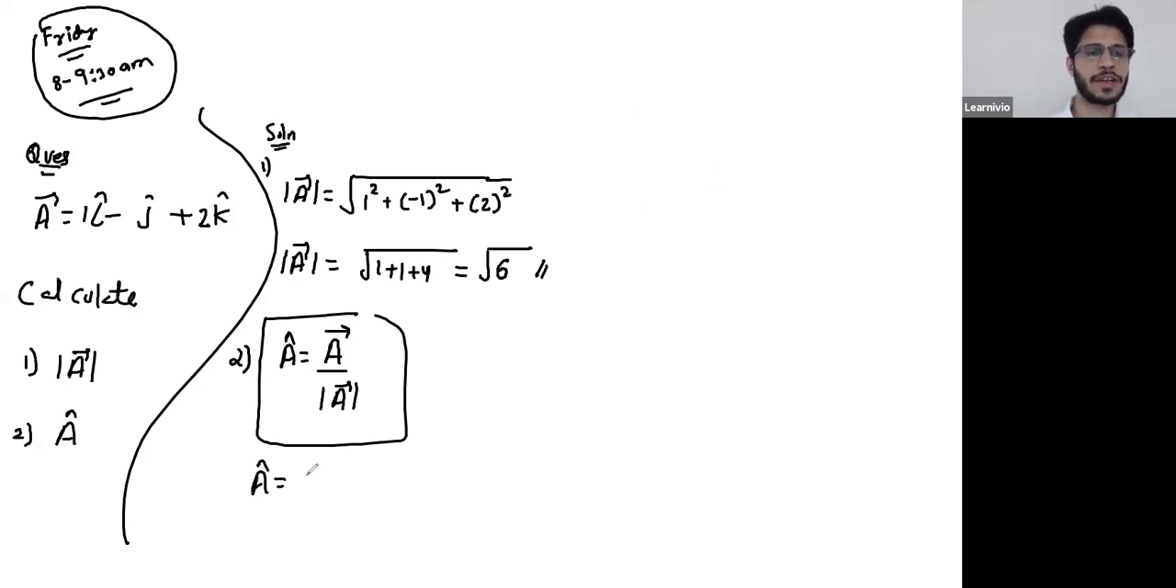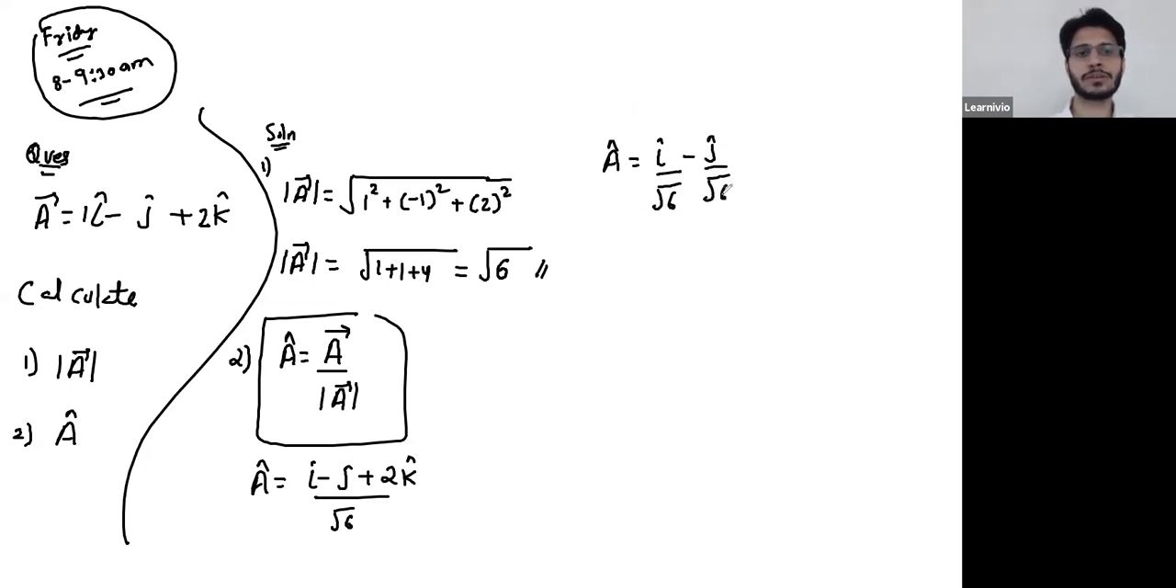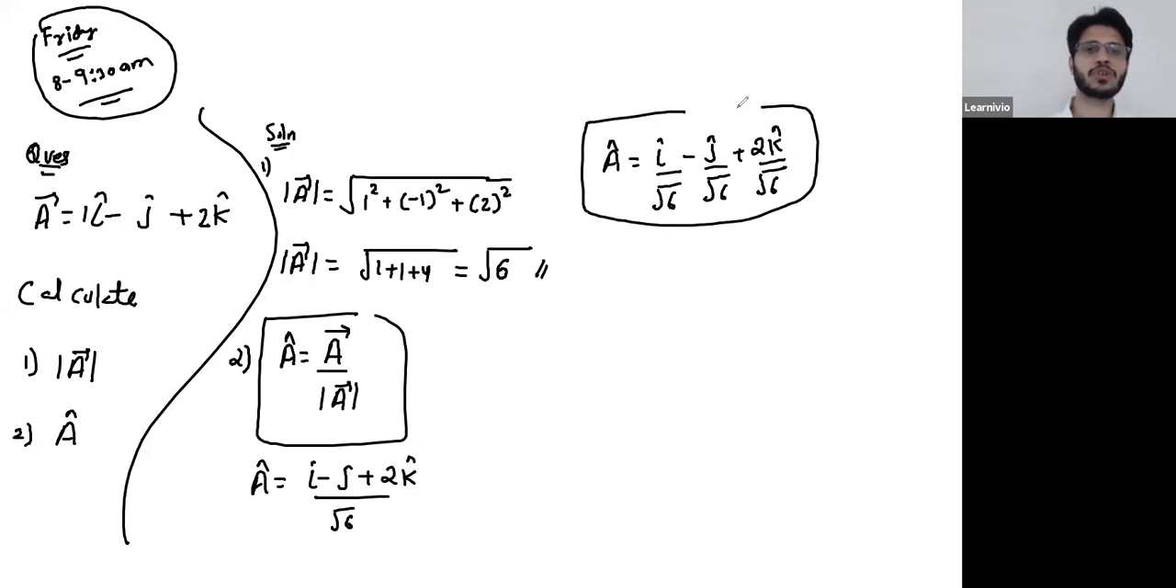So here the unit vector A cap is I cap minus j cap plus 2k cap divided by the magnitude of A, which is root over 6. You can write your vector as I cap by root 6 minus j cap by root 6 plus 2k cap by root 6. So this is how we calculate the unit vector A. Is it clear, everyone? Okay, just note it down. We'll do more numericals now.